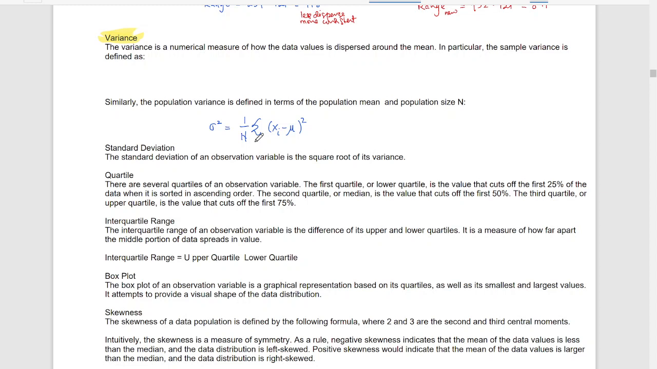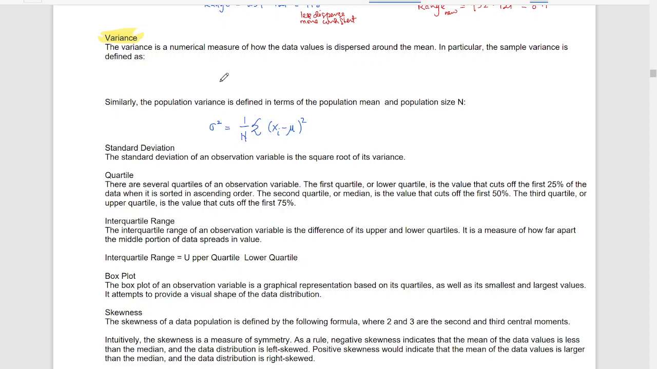How do you know this is for the population? One is by the formula itself. You see that the notation used is the Greek letter sigma, and the population size is the capital letter N, and also the mean is being denoted by mu. So this is for the population. All right. What about for the sample?